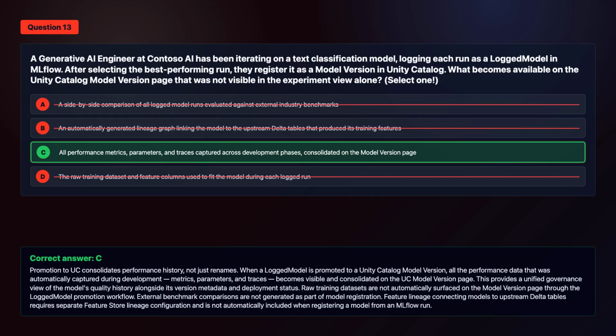Raw training datasets are not automatically surfaced on the model version page through the logged model promotion workflow. External benchmark comparisons are not generated as part of model registration. Feature lineage connecting models to upstream delta tables requires separate feature store lineage configuration, and is not automatically included when registering a model from an MLflow run.